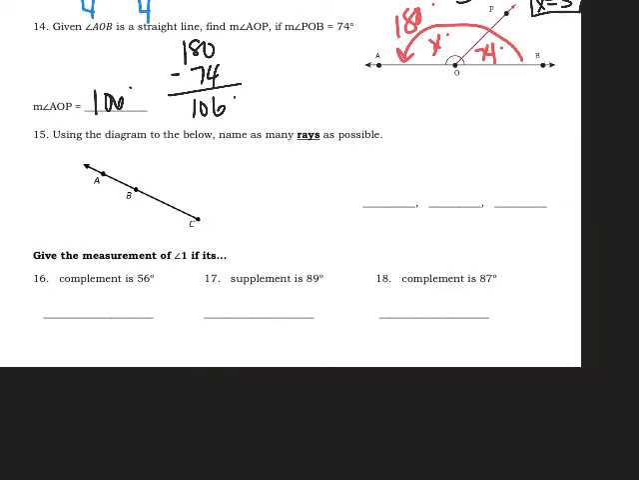All right, rays. Okay, where do my rays start? Remember, a ray has a starting point, goes out in one direction. So where is this ray starting at? Who can tell me? C. At C. So I'm going to go from C to B. And then I'm going to go from C to A.